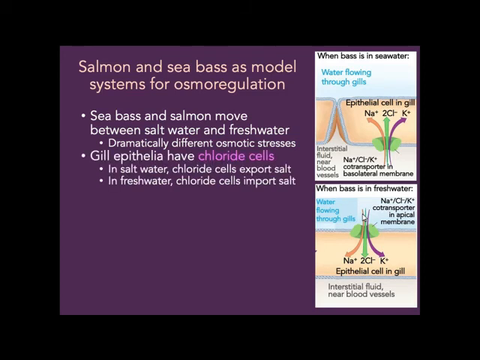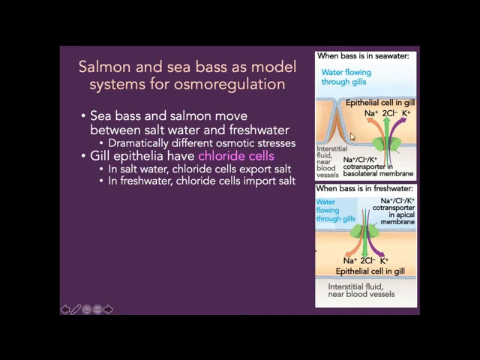So in these fish, their gill epithelia have chloride cells, and in the salt water, the chloride cells export salt, and in the fresh water, the chloride cells import salt. So here's when the bass is in seawater, right? So these are the gill cells. And I guess this is outside, and then this is inside the fish, okay?